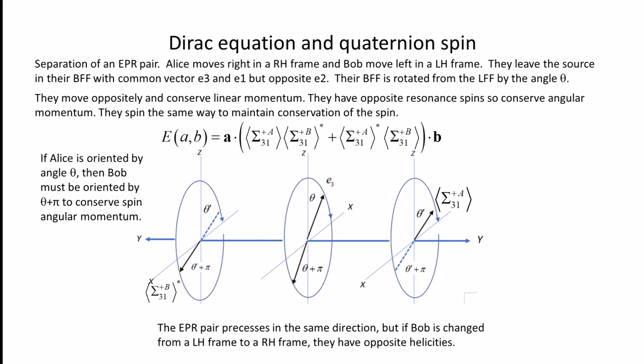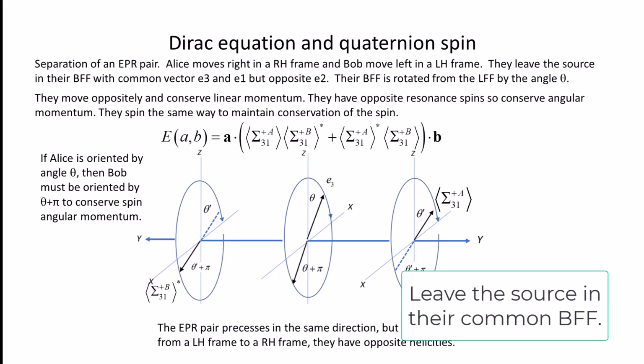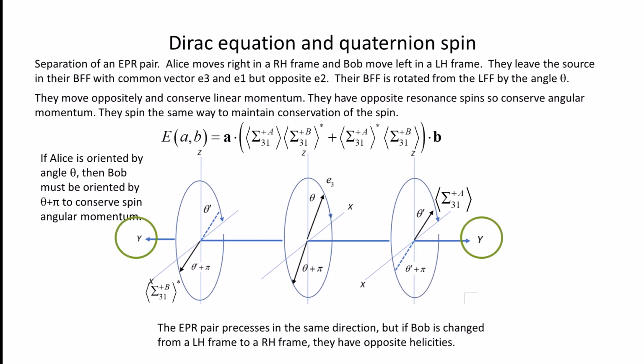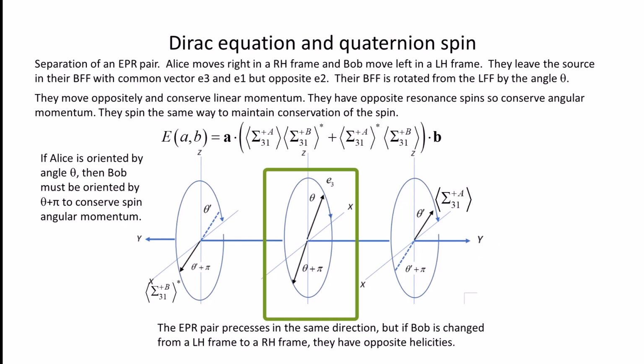Now consider the separation of an EPR pair and their correlation. The correlation is due to their common starting point at the source. Alice moves right in a right-handed frame, and Bob moves left in a left-handed frame. They leave the source in their common body fixed frames with common vectors of E3 and E1, but opposite values of E2, which is equal to Y, which is the axis of linear momentum. As an EPR pair, Alice and Bob share the same body fixed frame. If Alice is oriented by angle theta to the laboratory fixed frame, then Bob must be oriented by theta plus pi to conserve spin angular momentum.